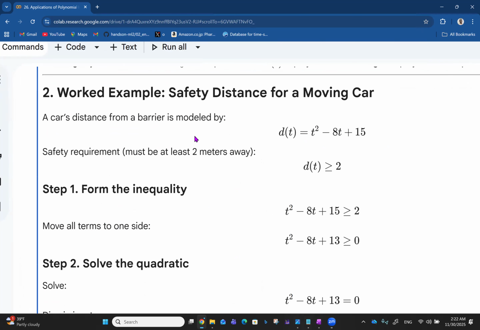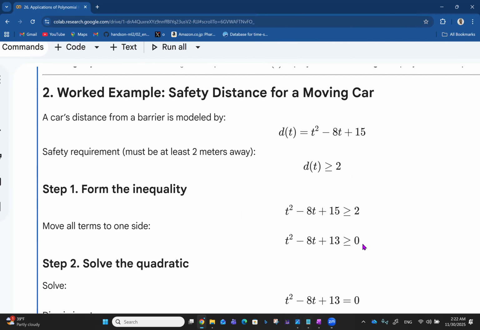Imagine that a car's distance from a barrier is modeled by d of t equals t squared minus 8t plus 15. All right. And the safety requirement is that it must be at least 2 meters away. Right. So the closest barrier to it should be at least 2 meters away. So in that case, we want to be sure that d of t is greater than or equal to 2. Now here we have t squared minus 8t plus 15 greater than or equal to 2. So we can then form the inequality and move all terms to one side so that we have t squared minus 8t plus 13 greater than or equal to 0.